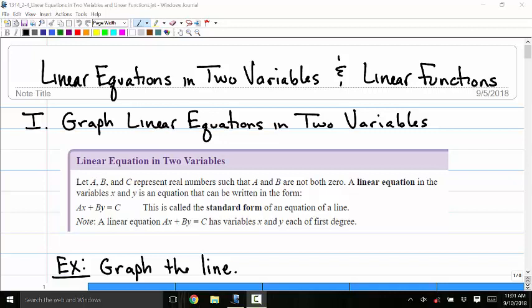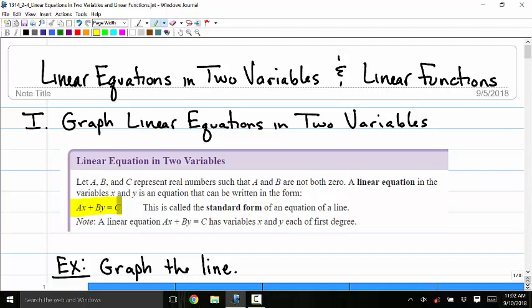We're going to jump into linear equations in two variables and linear functions. If you'll remember, what is a linear equation? A linear equation was of this form. It had ax plus by equals c, right? And what made it linear? It was that x and y were both to the first power.